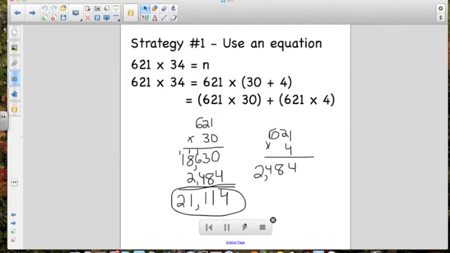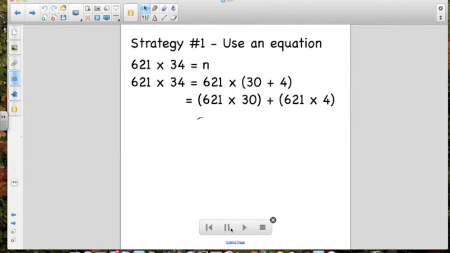The first one is using the distributive property. So we'll go through this line by line. The first line, let's highlight the first line right here, just shows our first problem. So this is the problem that we're going to be working with on every slide. It is 621 times 34.